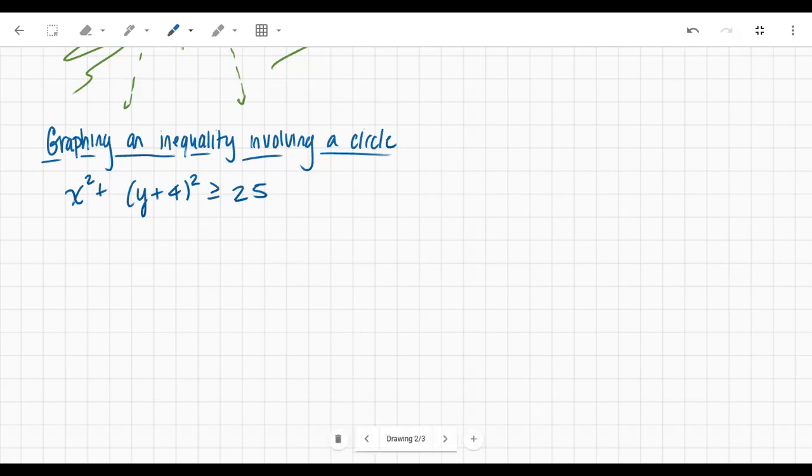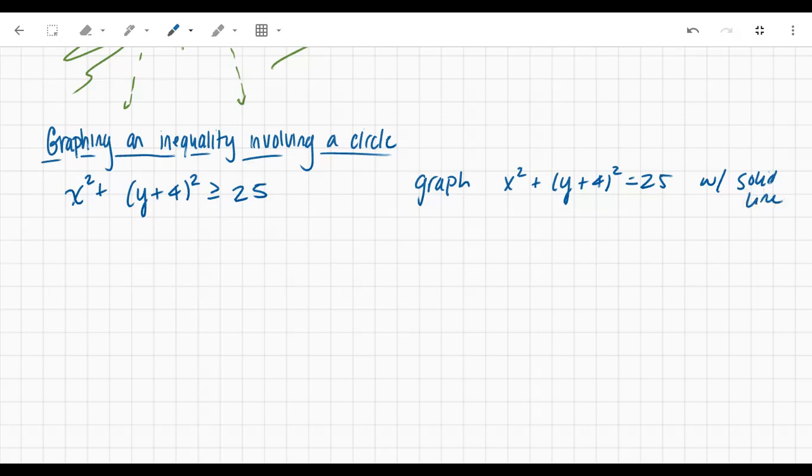Okay, so we're going to graph the circle with a solid line because of the greater than or equal to. Okay, we want all the xy values that are greater than the radius squared when we use this equation. So we would shade outside. Okay, we want the x and y's that are outside of that radius. Okay, so your circle has a center at 0, negative 4, and a radius of 5.